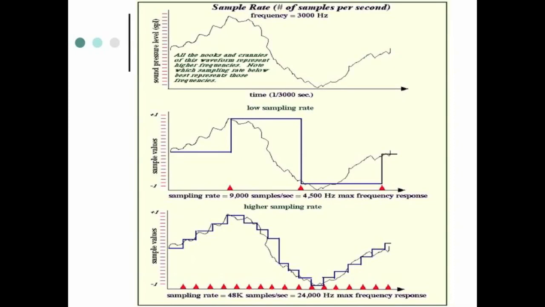The sample rate gets converted into samples of where the signal is. And then you can see in this picture, the more samples there are, the more accurate this little staircase sort of replicates what the analog signal is. And the fewer samples, the much more inaccurate it is.